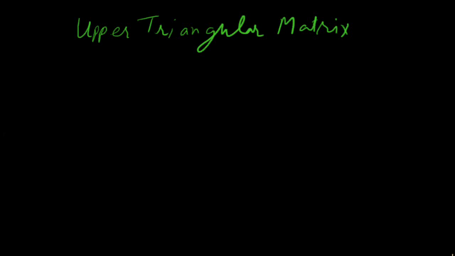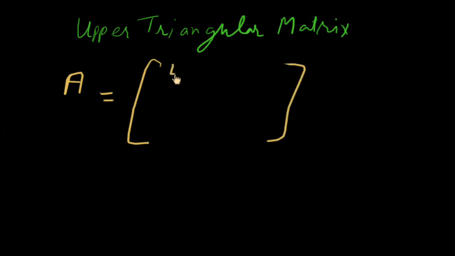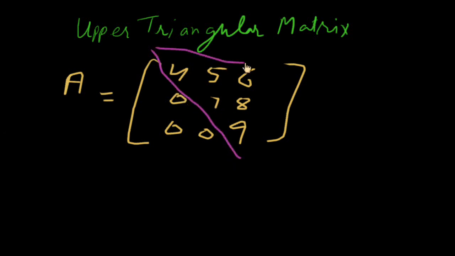If any matrix makes a triangle of numbers on the right side, then it will be an upper triangular matrix. For example, A is an upper triangular matrix because its numbers 4, 5, 6, 7, 8 and 9, 0, 0, 0. We are seeing a triangle on the right side, so this matrix is an upper triangular matrix.